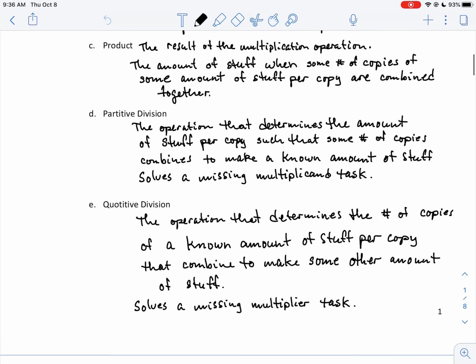And quotative division is the operation that determines the number of copies of a known amount of stuff per copy that combine to make some other amount of stuff. And so it solves a missing multiplier task. In short, it's finding the number of copies, whereas partitive division is finding the amount per copy.